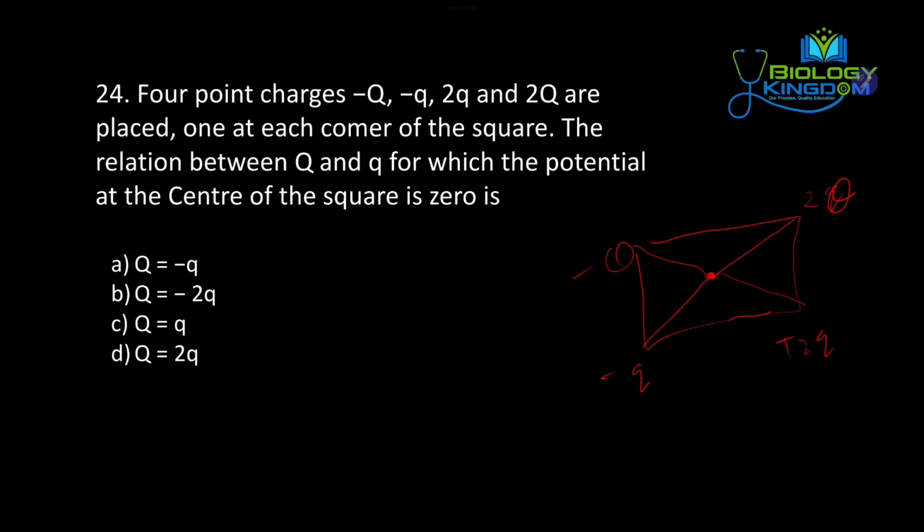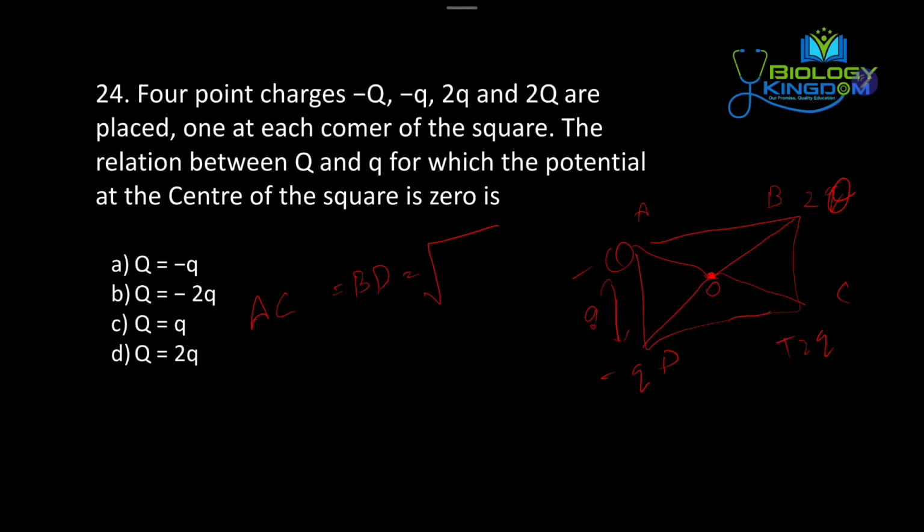At the center, potential is 0. If at the center potential is 0, then first we have to find the net potential for each charge. Let's suppose this is O, and this is A, B, C, D. We know that AC and BD will have the same magnitude.